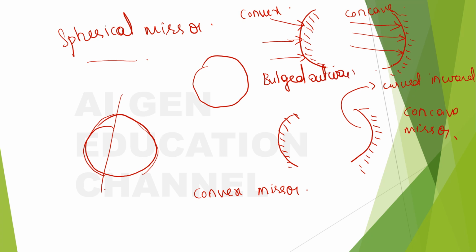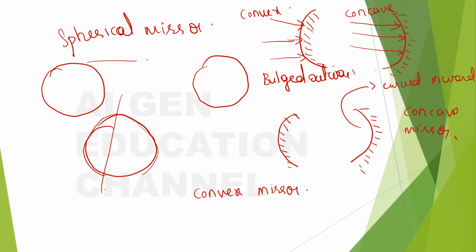Okay, if the mirror is curved inwards, it is called concave, and if it is curved outwards, it is called what? Convex mirror. Okay, so if you can see, both of these form a part of a sphere, right? So we call them spherical mirrors. Now here you will have to understand that there are so many possibilities of the formation of image.